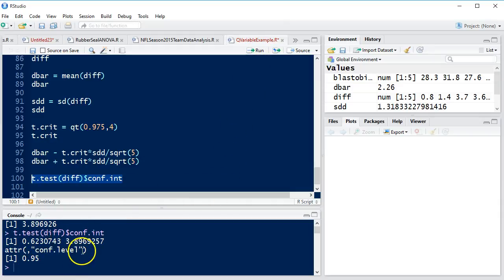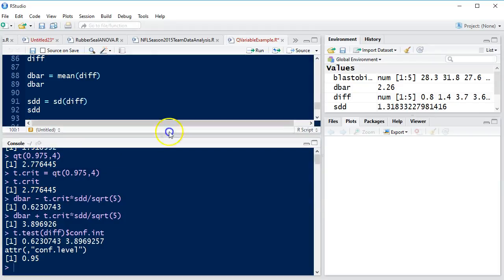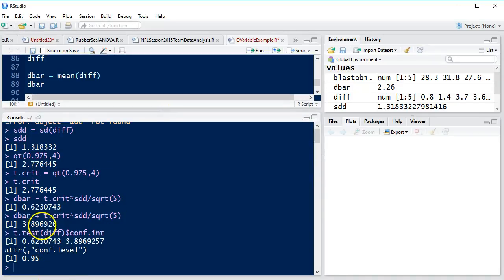And sure enough, I get the exact same values as I did when I did it by hand. So t.test of the differences, conf.int will be then the thing that I want to pull out of this output. I can pull it out using this $, and I get the exact same lower bound and upper bound with this short key command.